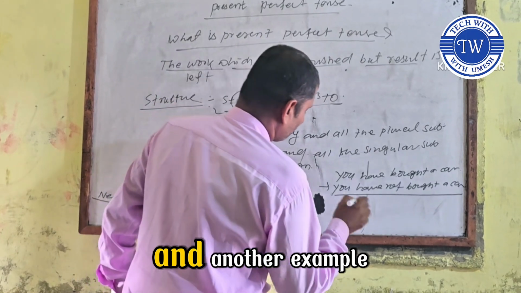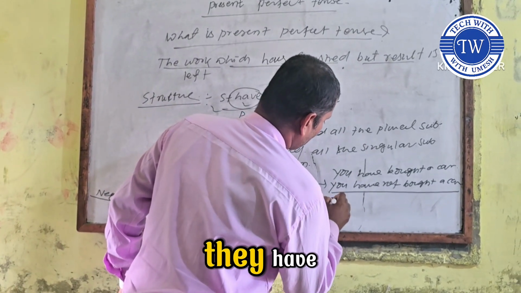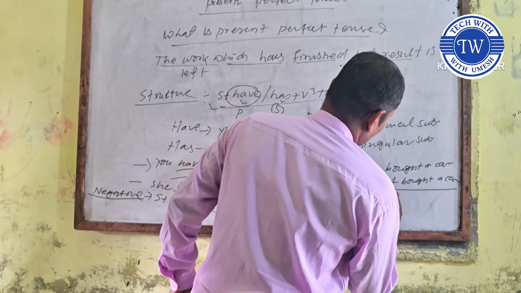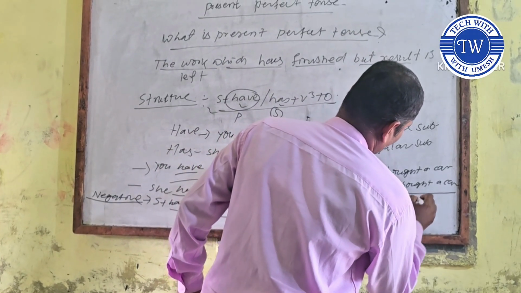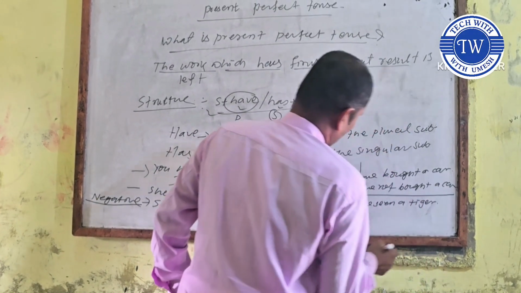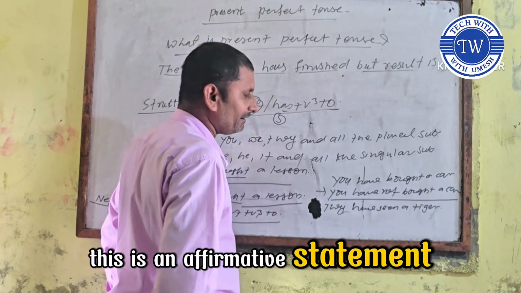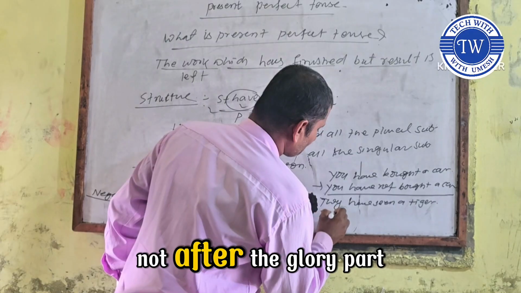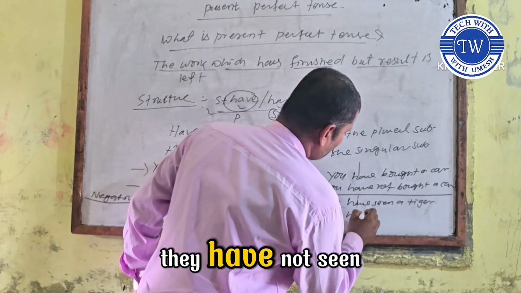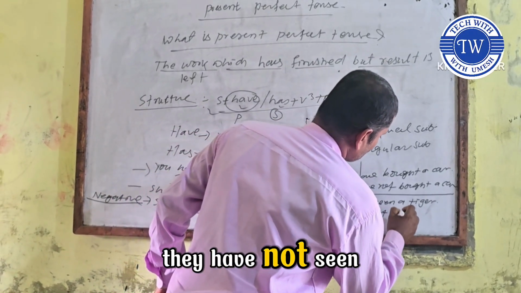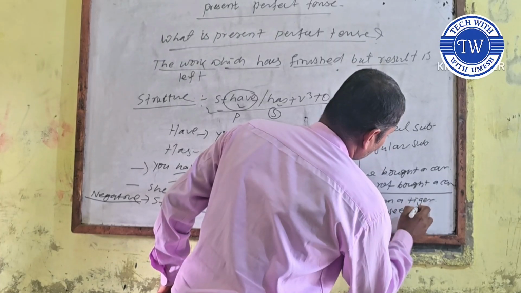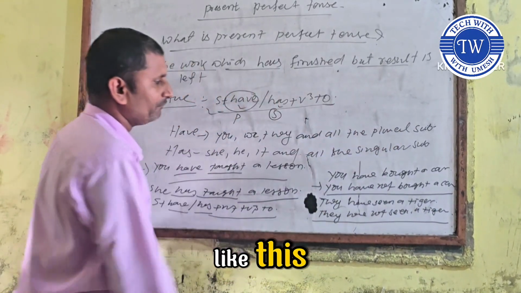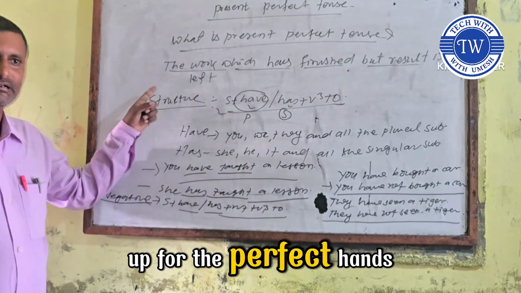And another example: they have seen a tiger. This is an affirmative statement, and if you say the negative, then you use not after the auxiliary verb. They have not seen a tiger. Like this, you can make the negative of present perfect tense.